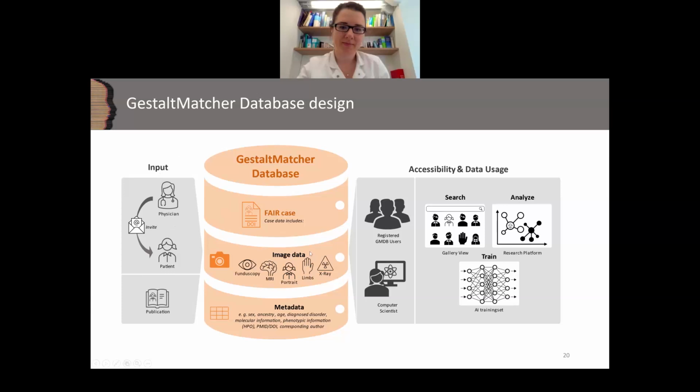In this data set, as you can see here, we have the photo, the portrait. We also have the fundoscopy images, hand X-ray images and MRI images. We also store some metadata like sex, ancestry, age, and also different kinds of medical conditions.